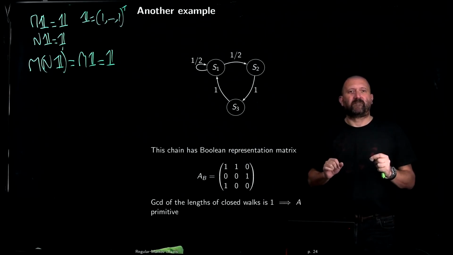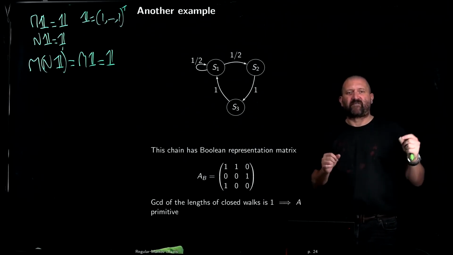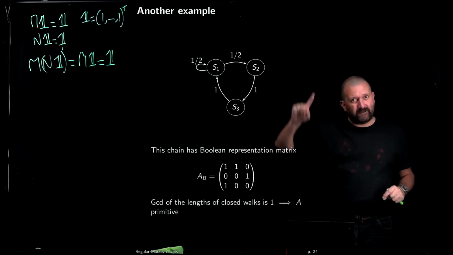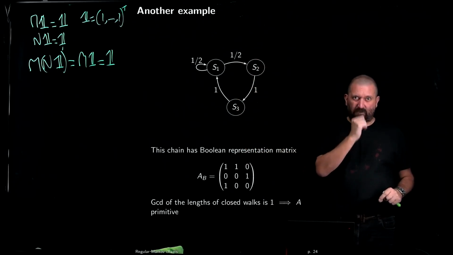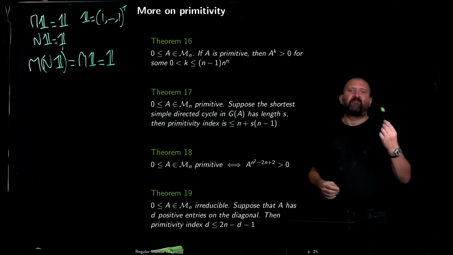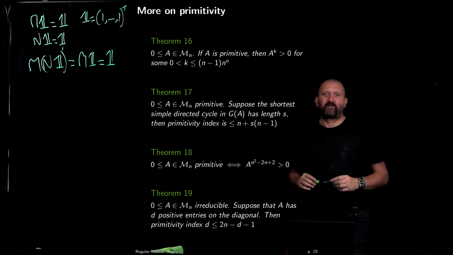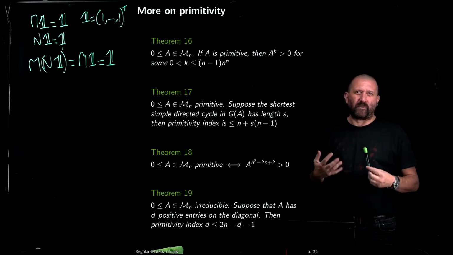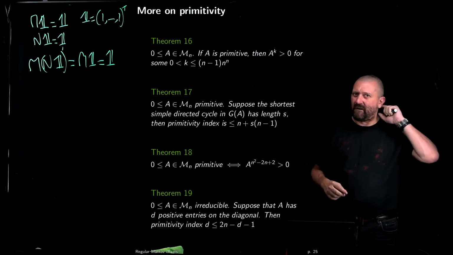The greatest common divisor of the length of the shortest paths is 1. This means the matrix is primitive, and that Markov chain is regular. Yes, very briefly, I'm not going to spend a lot of time on this. There are a few results. If you want to show primitivity, it's complicated.